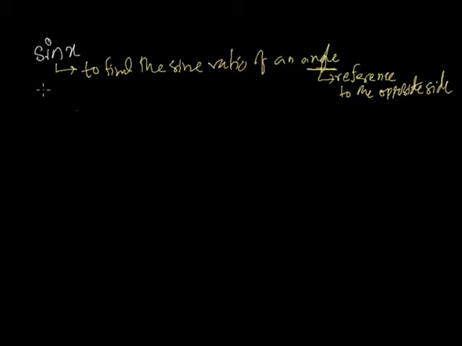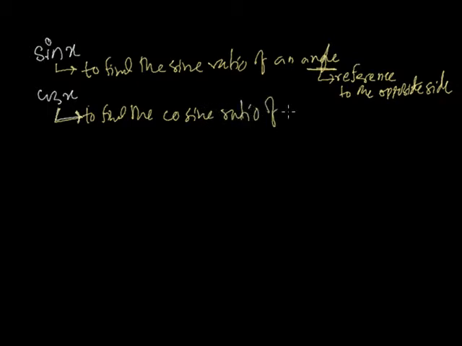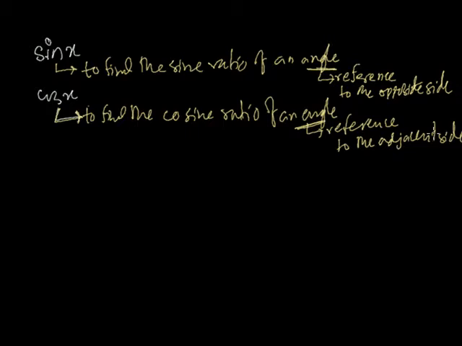Similarly, when you refer to cos x, it is to find the cosine ratio. So to find the cosine ratio of an angle, that angle is going to give you the reference to the adjacent side, because the hypotenuse is always fixed. So the angle is very, very important. Now let's talk about the angle.